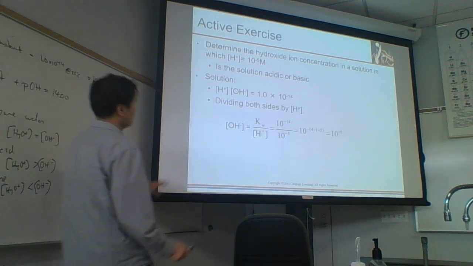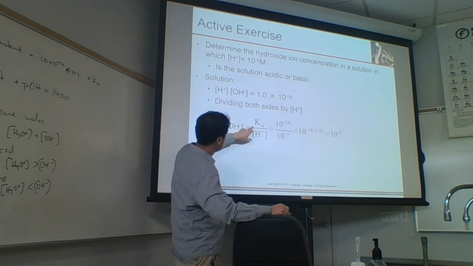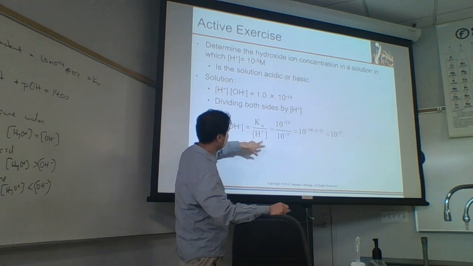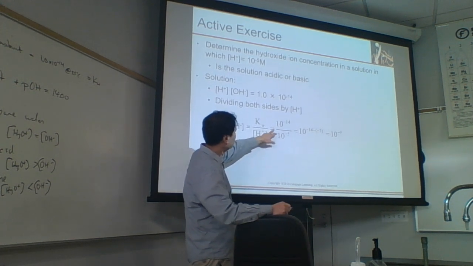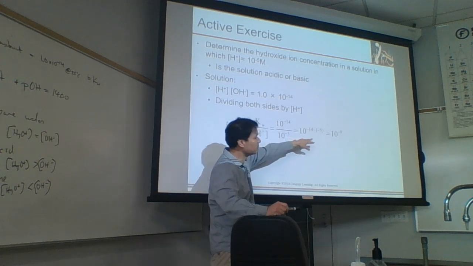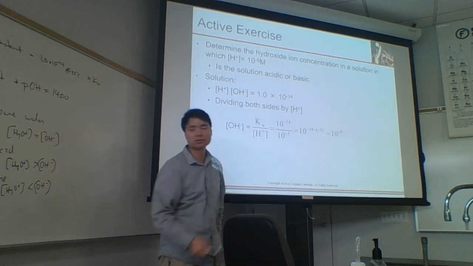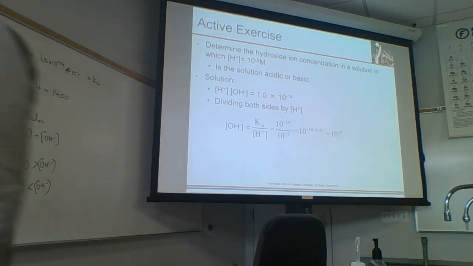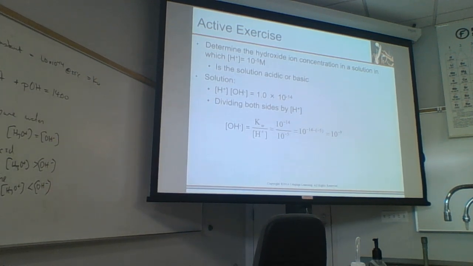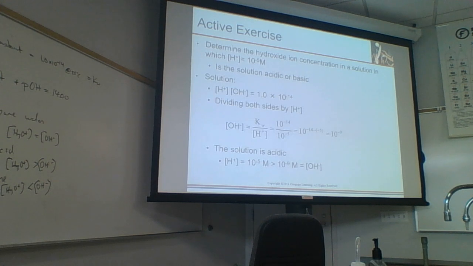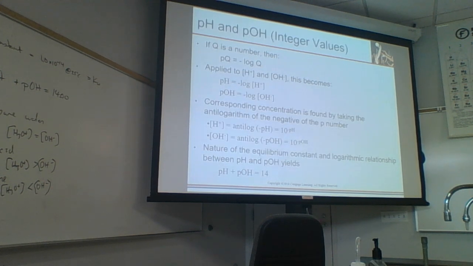So if we solve this equation for the hydroxide ion concentration, the hydroxide ion concentration is going to equal Kw, which is this constant 10 to the minus 14, divided by the H plus, which is 10 to the minus 5. And 10 to the minus 14 divided by 10 to the minus 5 gives us 10 to the minus 9. And so the hydroxide ion concentration is 10 to the minus 9 molar. That means the hydrogen ion concentration is bigger, so this is an acidic solution. We have more hydrogen ion than hydroxide. The solution is acidic. If it's not an integer, then the pH has a different equation.